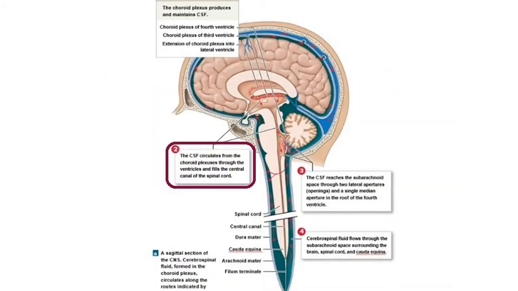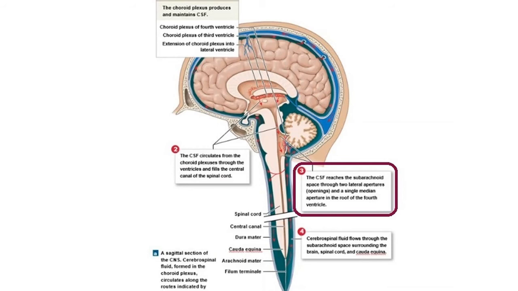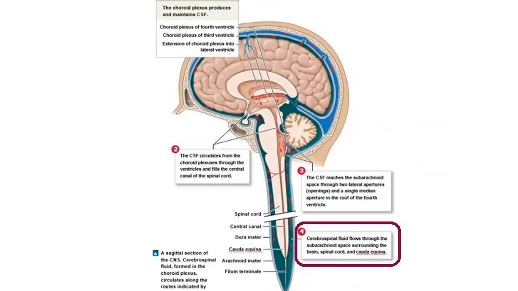The CSF circulates from the lateral ventricle to the third ventricle through the interventricular foramen. From the third ventricle, it goes to the fourth ventricle through the cerebral aqueduct. From the fourth ventricle, the CSF reaches the subarachnoid space through one median and two lateral apertures, and the CSF also flows through the subarachnoid space of the spinal cord and the central canal.